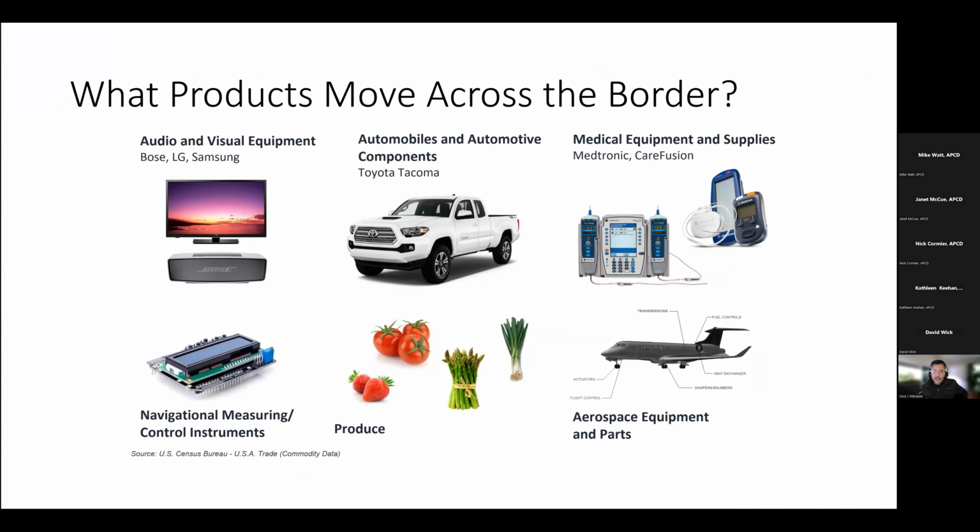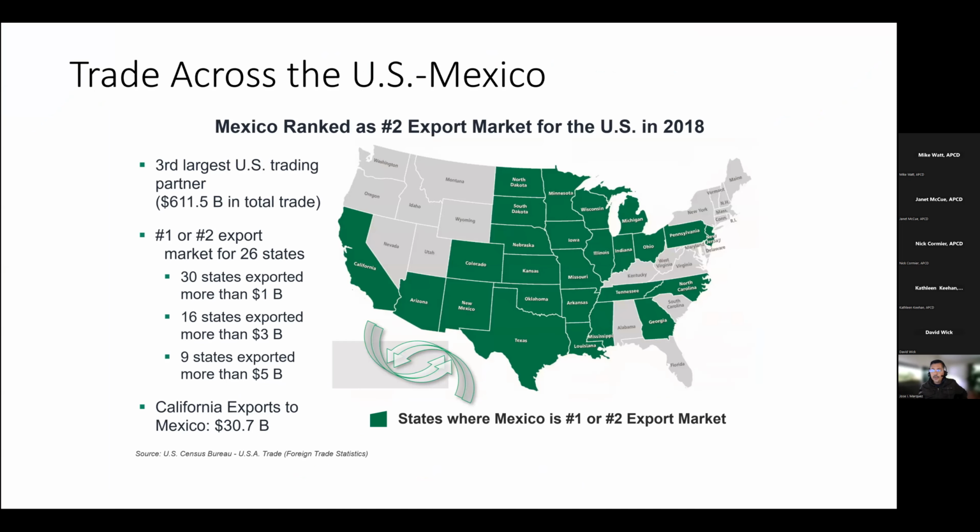And as you know, there's a number of products that cross the border, like audio and medical equipment, aerospace equipment. So there's a lot of interdependencies between California and Baja California. So much so that Mexico is the #1 and #2 market for 26 states, and California exports over $30 billion to Mexico, making Mexico its biggest partner.